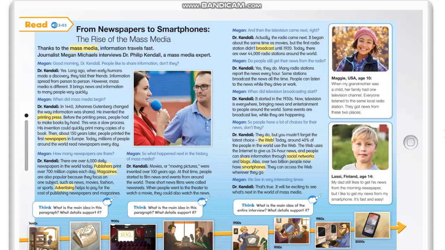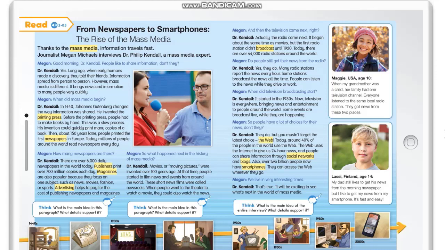Page 130. Read. From newspapers to smartphones. The rise of the mass media. Thanks to the mass media, information travels fast. Journalist Megan Michaels interviews Dr. Philip Kendall, a mass media expert.